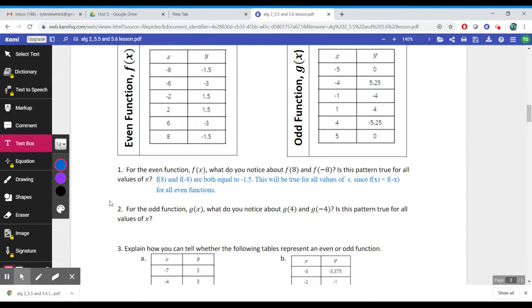So next, let's take a look at number 2. For the odd function g of x, what do you notice about g of 4 and g of -4? Is this pattern true for all values of x? Go ahead and pause the video, get something written down, and I will share my response with you momentarily.